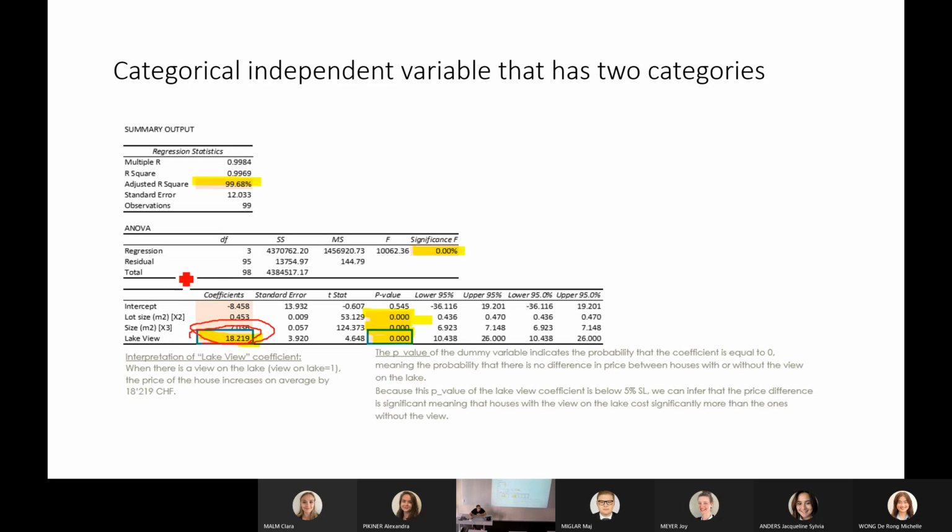Anyone? Yes. Price increase. Yes, exactly, 18,219 francs, because this 18.219 is usually given in thousands, but that just means that apartments with lake view are on average 18,219 francs more expensive than the ones without the lake view, right?